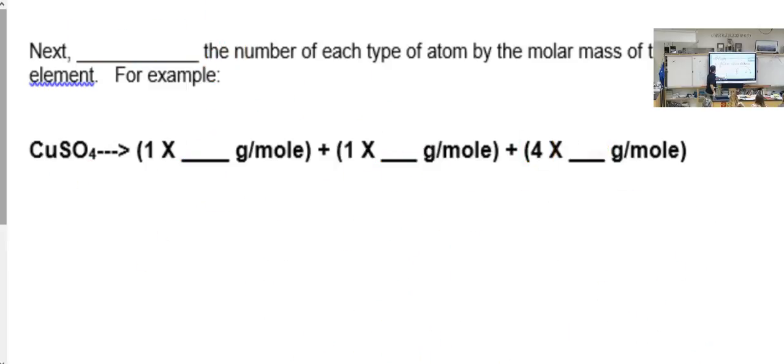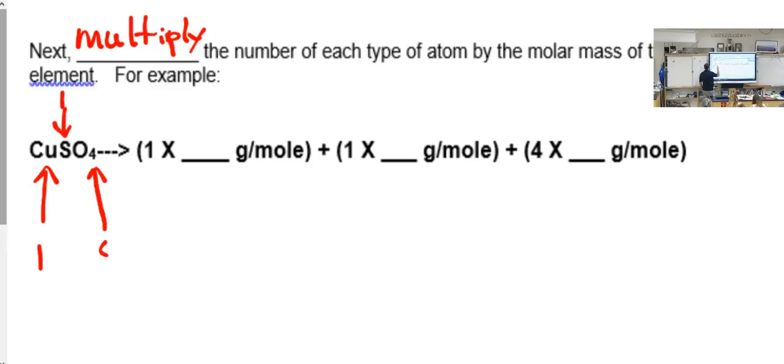Okay, next thing, here we go. Next, we will multiply the number of each type of atom by the molar mass of that element. So now we'll use the periodic table again. So in copper 2 sulfate, we said there was 1 copper, 1 sulfur, there are 4 oxygens. So now we go 1, that's for the copper, and we find its molar mass. Copper is what? 63.5. Does everyone know where that number came from? From your periodic table. Got it?